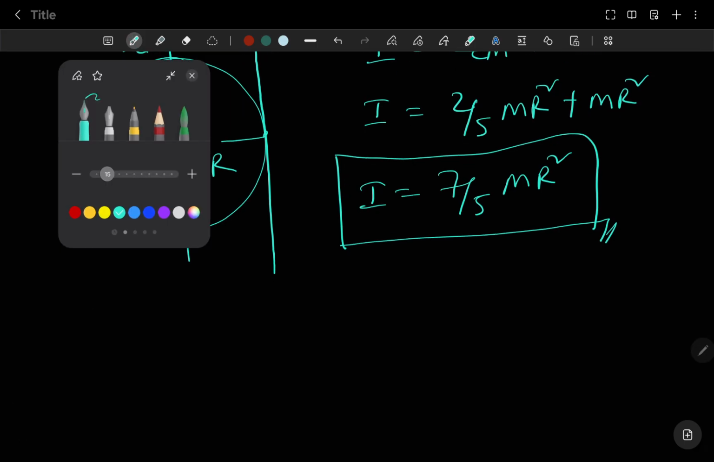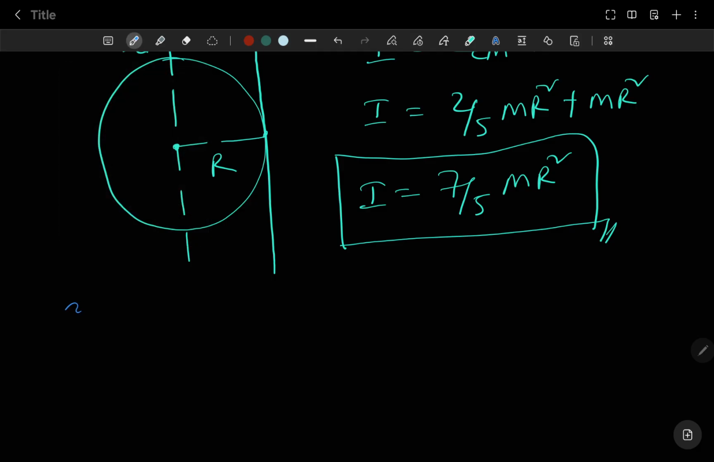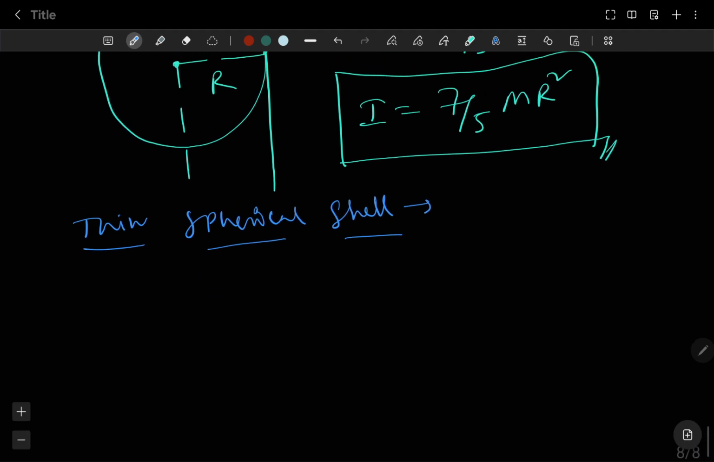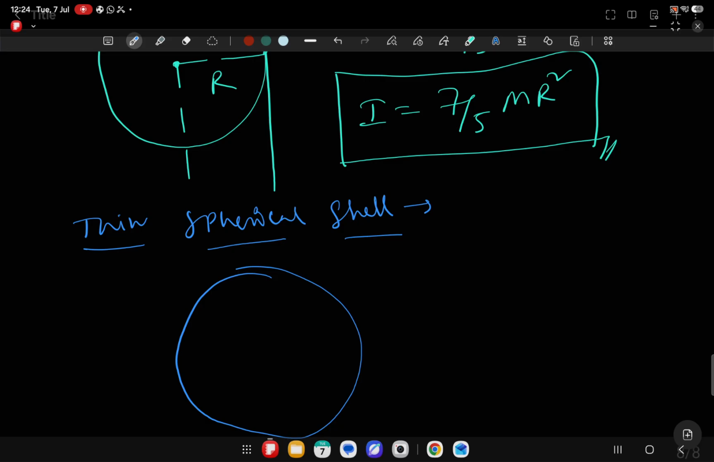Now let us calculate the moment of inertia of a thin spherical shell. This is a thin spherical shell. Inside, the shell is hollow and the surface is very thin. So it's basically a hollow sphere, right?